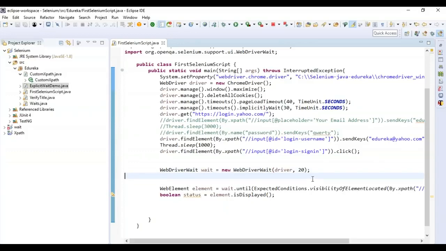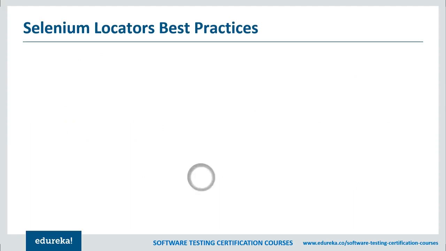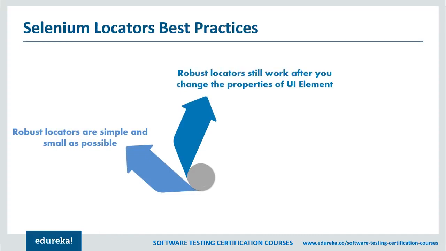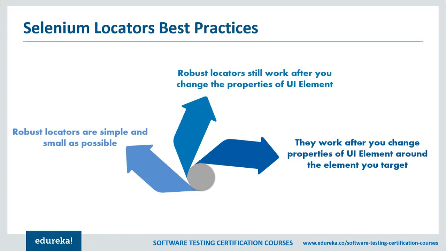Simple. So these are some of the best practices for locators. They are as simple and small as possible, and they work even after you change the properties of the UI element around the element you target. Sounds much easier, right? So if you want to learn more about locators, waits, and XPath, and more about the Selenium basics, you can check out the playlist for Selenium videos and you can find and master all these things.